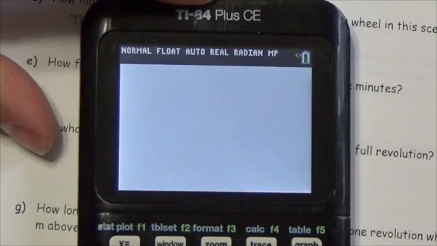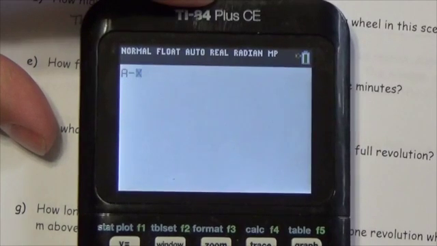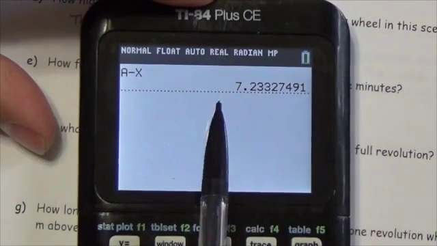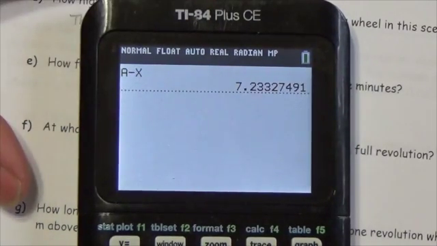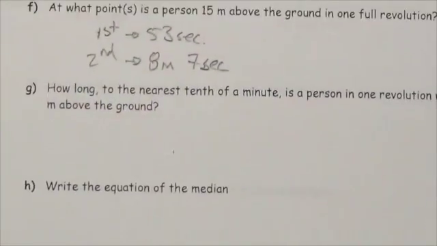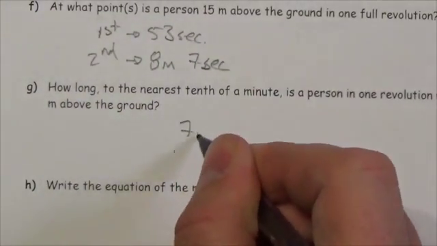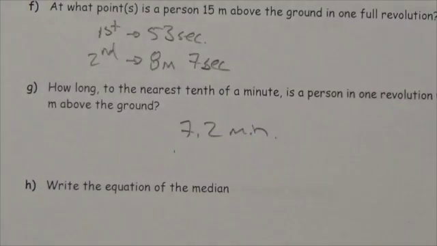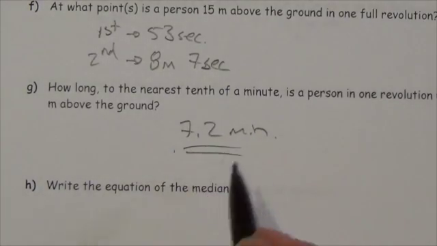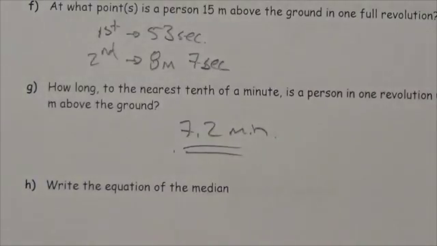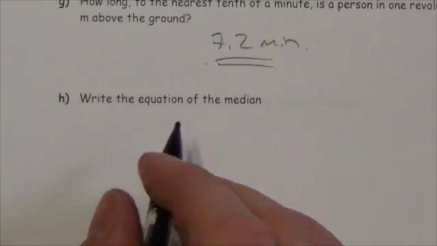So now I will take A, alpha A, and I'm going to subtract X from it. And that's how long, to the nearest tenth, would be 7.2. So 7.2 minutes is how long you would be at least 15 meters above the ground in one revolution here.